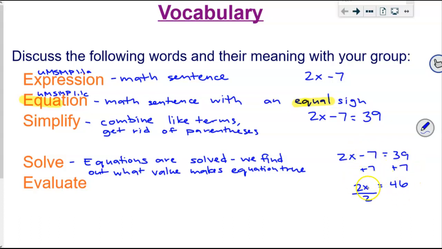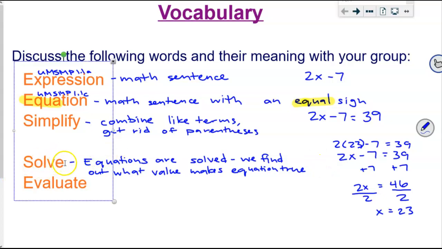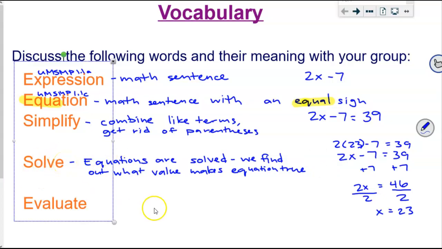So I added to both sides. Then we undo multiplication with division. And I solved. I now know that x is 23, but what that really means is I can just take that 23, plug it back in, and it makes this true. That's what that means. So solving is usually a process that we go through in order to figure out what the variable is that's going to make it true. Okay? That's different than simplifying.